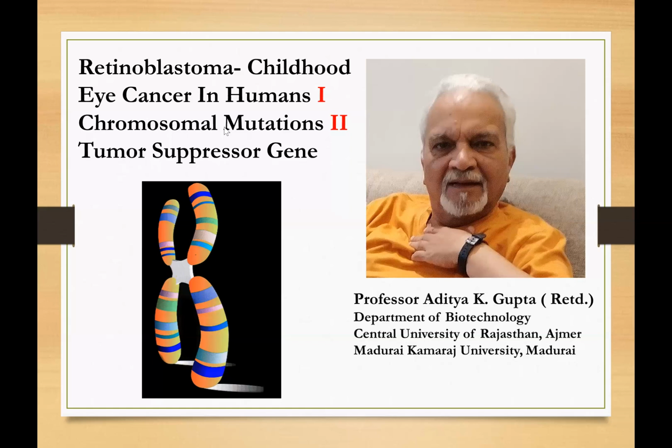Today, I'm going to talk about a human disease, a human cancer we call retinoblastoma, which is also referred to as childhood eye cancer. We will learn what this disease is and what happens to the eye cells when this type of cancer develops.